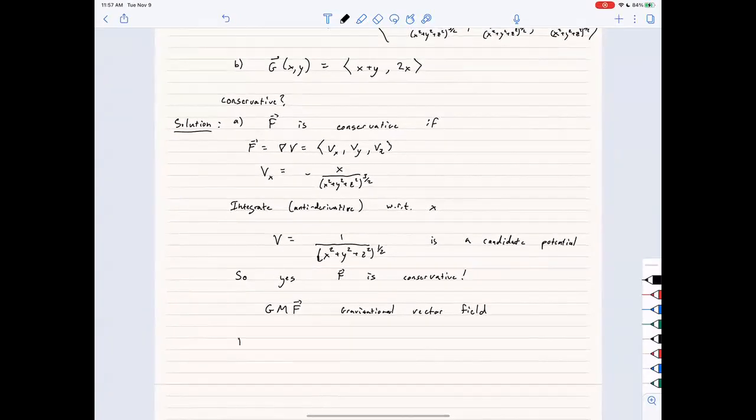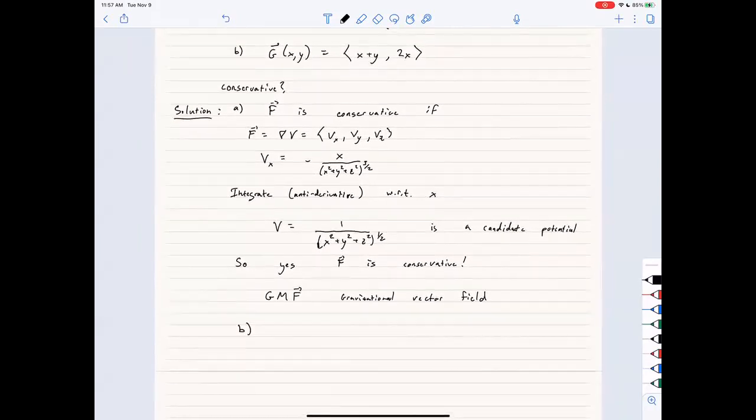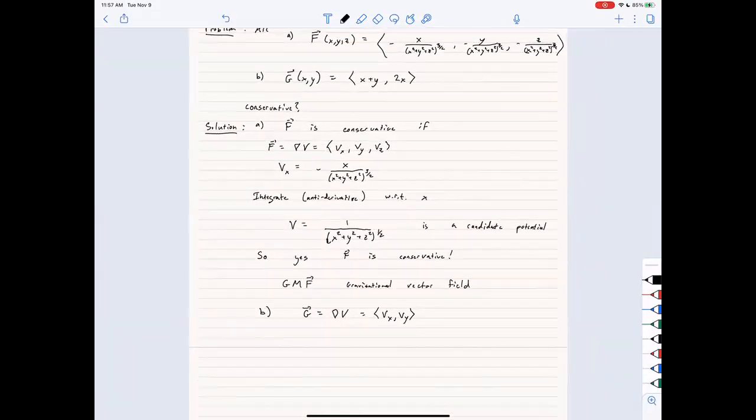Okay, so B is, so I've got two G's. One's a vector field. This is the gravitational constant G here. Let's not confuse those. So for B, I want to find some V so that G is equal to the gradient of V, which in this case, I've got a two-dimensional thing. So I've got Vx and Vy. And I look at this and maybe someone can give me a tip. What do people think? Is there a solution here?